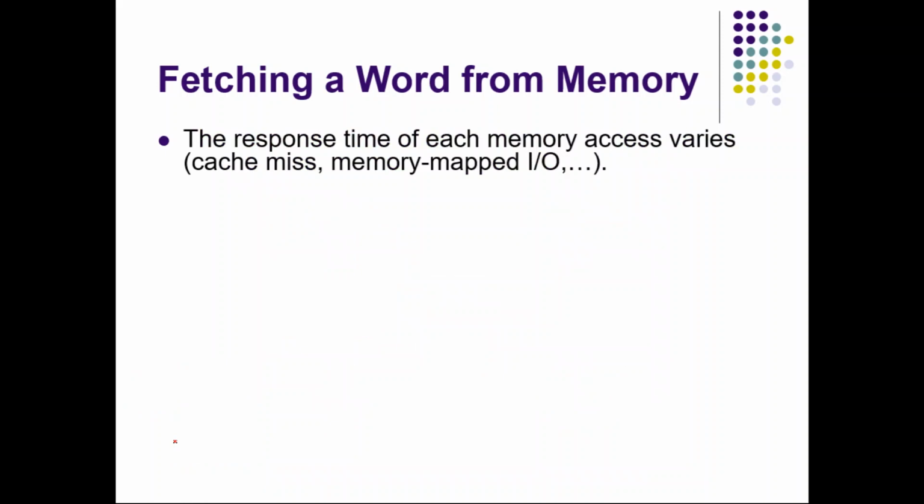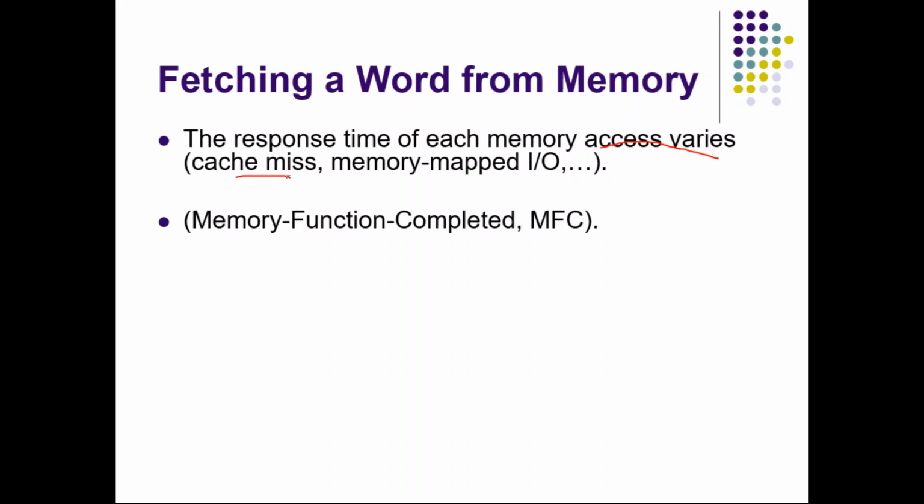So when you want to fetch data, an instruction or a word, from the memory, the memory access time varies. Whatever content you want to fetch, if it is available in the cache, it can be fetched within one clock cycle. Otherwise, if the data is to be fetched from memory, it will take a long time. It may take more than one clock cycle.